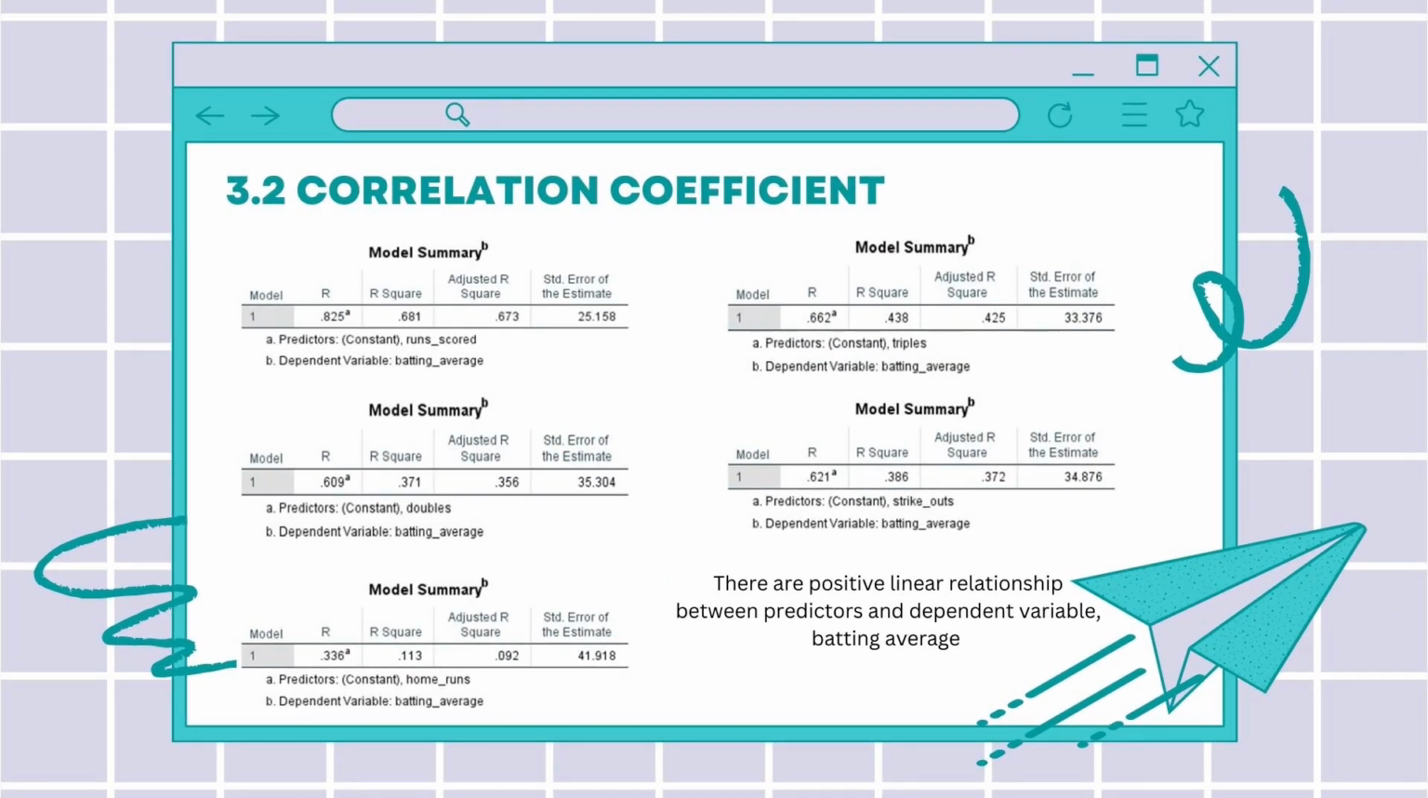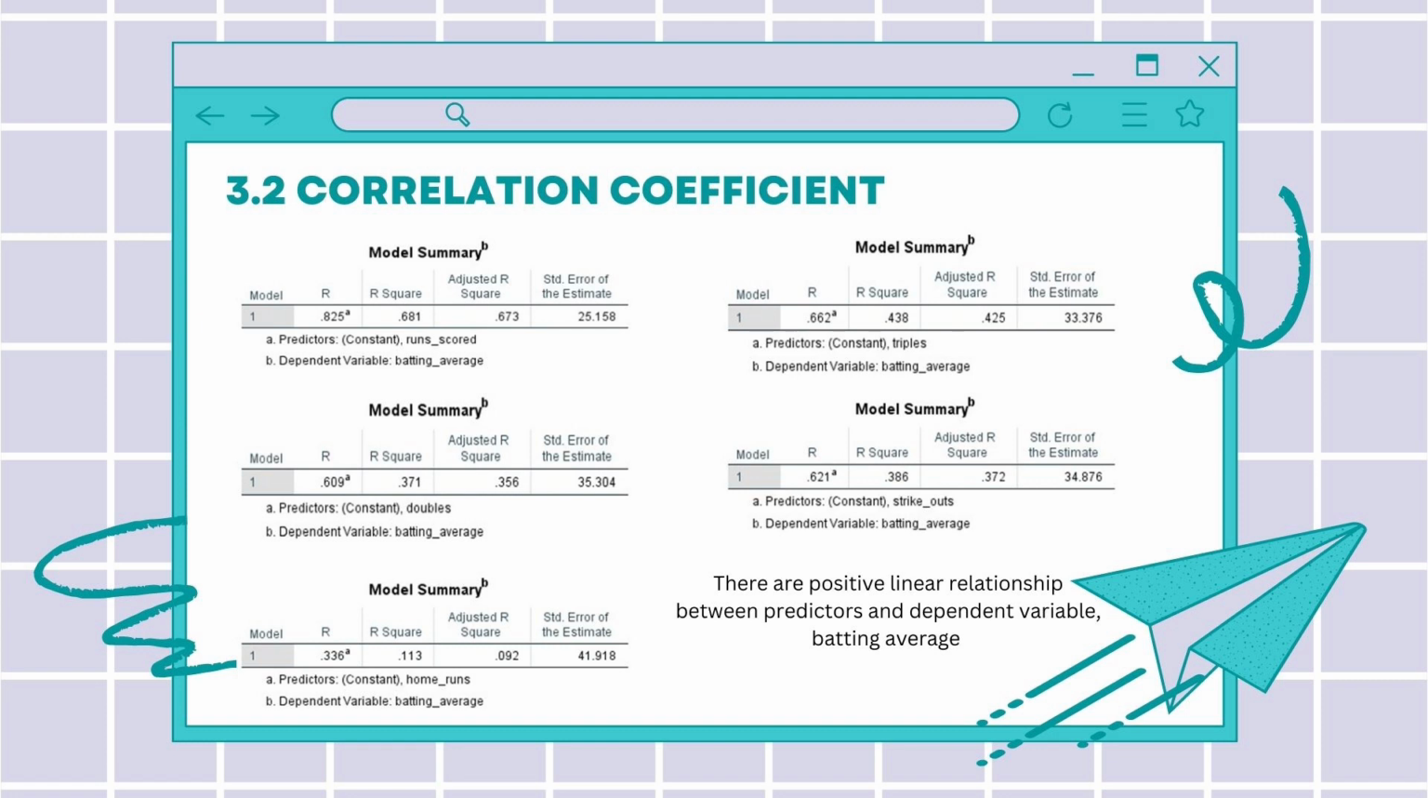The next part is 3.2, which is the correlation coefficient. For the predictor runs scored, the R obtained is 0.825, which shows there is a positive linear relationship between runs scored and batting average. For the doubles predictor, the R obtained is 0.609, which shows that there is a positive linear relationship between doubles and batting average. The R obtained for the triples predictor is 0.662, which shows that there is a positive linear relationship between triples and batting average.